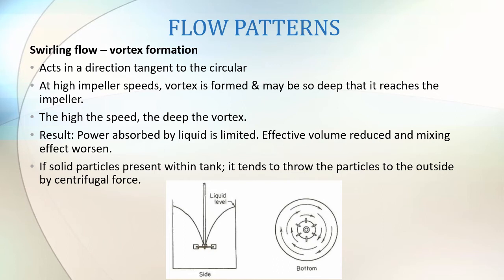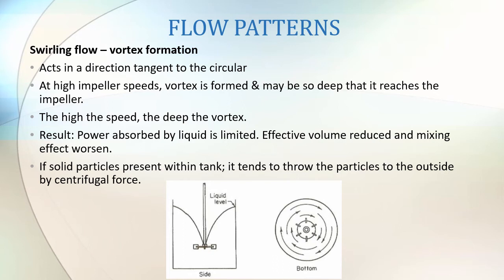This is an example: this is the shaft, this is the impeller, and this is what we call a vortex. You can see here, if the speed is very high, it can reach up to the impeller. The higher the speed, the deeper the vortex. So what can it cause? It can cause power absorbed by the liquid to be limited, effective volume reduced, and mixing effect worsened.